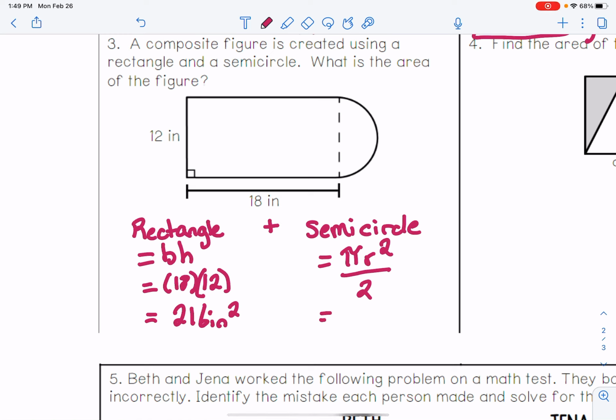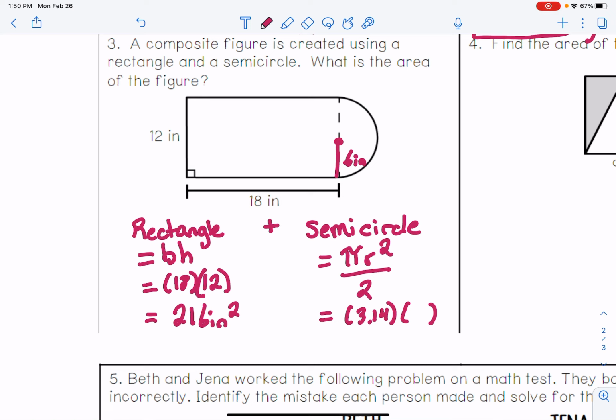All right, let's go ahead and substitute in the numbers that we know. We know that pi is 3.14. And then r is radius. When I look at my semicircle, I know that the diameter, which is all the way across the circle, is the same as the height of my rectangle. So all the way across the circle is 12, but that's the diameter, and I need the radius. The radius is only halfway across. So the value of our radius is half of 12, which is 6 inches.